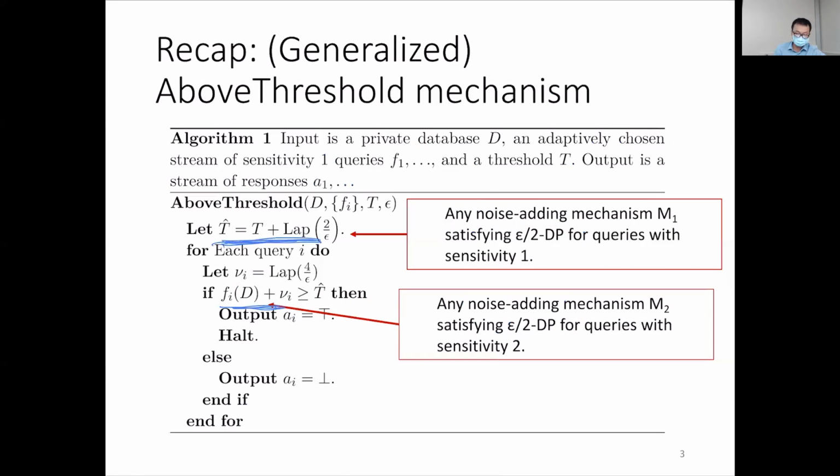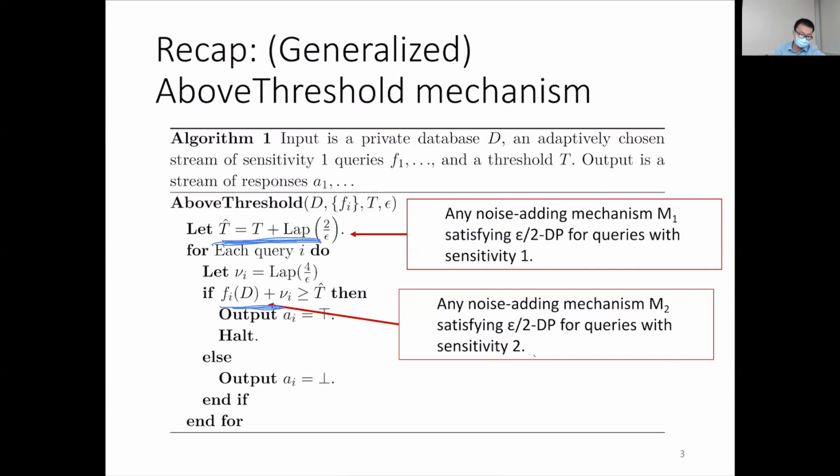And the little bit of generalization that we add to this is, instead of just adding Laplace noise, we are using an arbitrary noise adding mechanism that could add other noise. So as long as this noise mechanism M1 and M2, so M1 adds noise to the threshold and M2 adds noise to this individual query, satisfy say half epsilon DP for all queries with sensitivity 1 and all queries with sensitivity 2 respectively, then this above threshold mechanism satisfies epsilon DP.